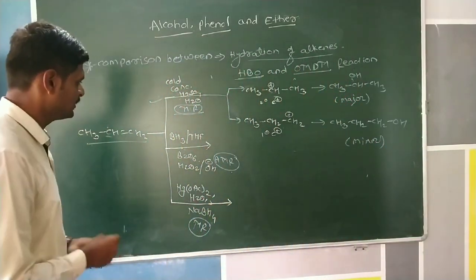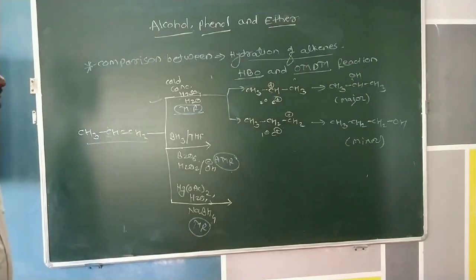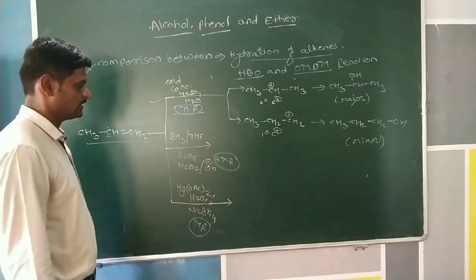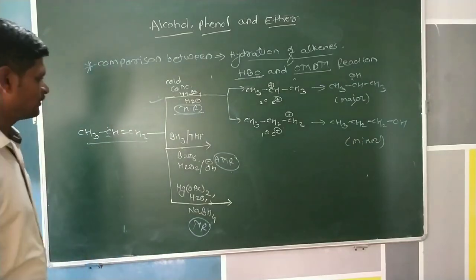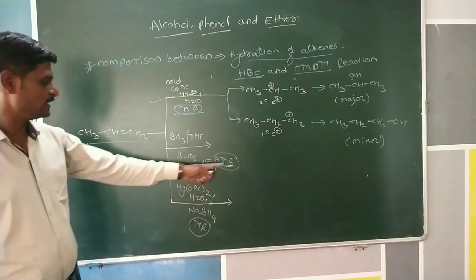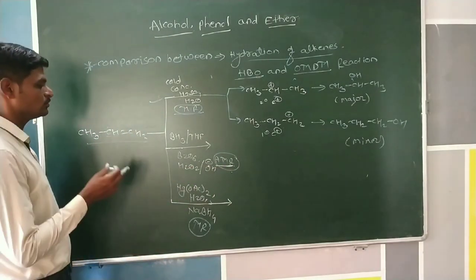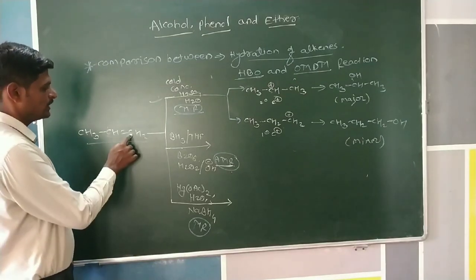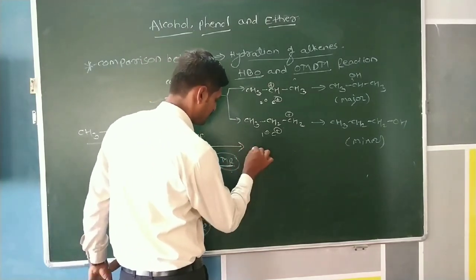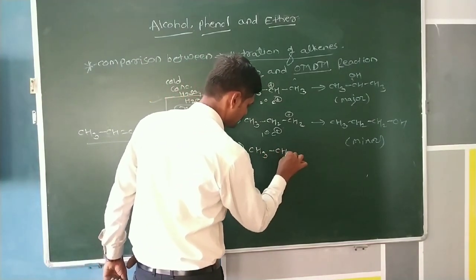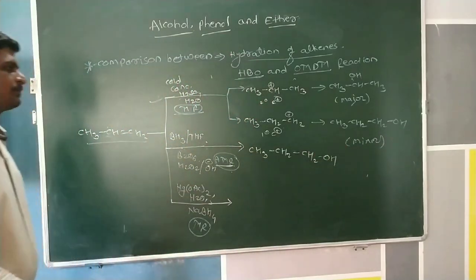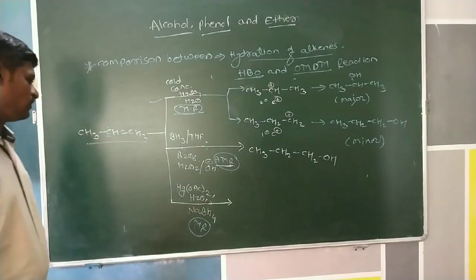In case of the hydroboration reaction, no carbocation is formed, therefore in this reaction no rearrangement reaction is possible. This product is formed according to anti-Markovnikov's rule. That means the hydroxyl group is attached to the carbon atom which contains more hydrogen atoms. Then the product is CH3 CH2 CH2 OH. This is the one product formed.